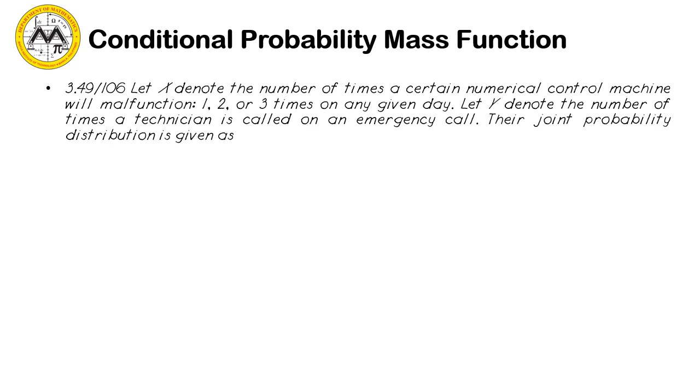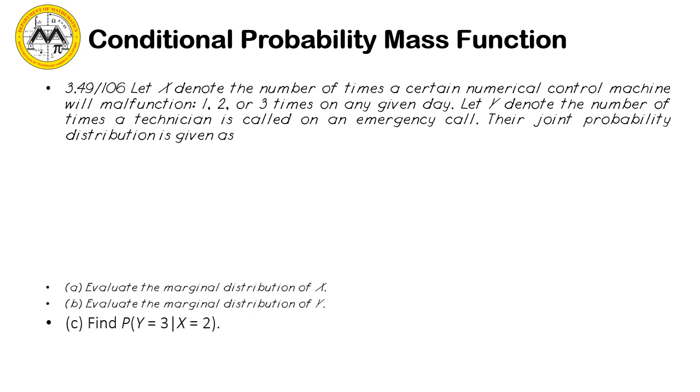Let's have another one. Let x denote the number of times a certain numerical control machine will malfunction, 1, 2, 3 times on any given day. Let y denote the number of times a technician is called for an emergency call. Their joint probability distribution is given by this one.